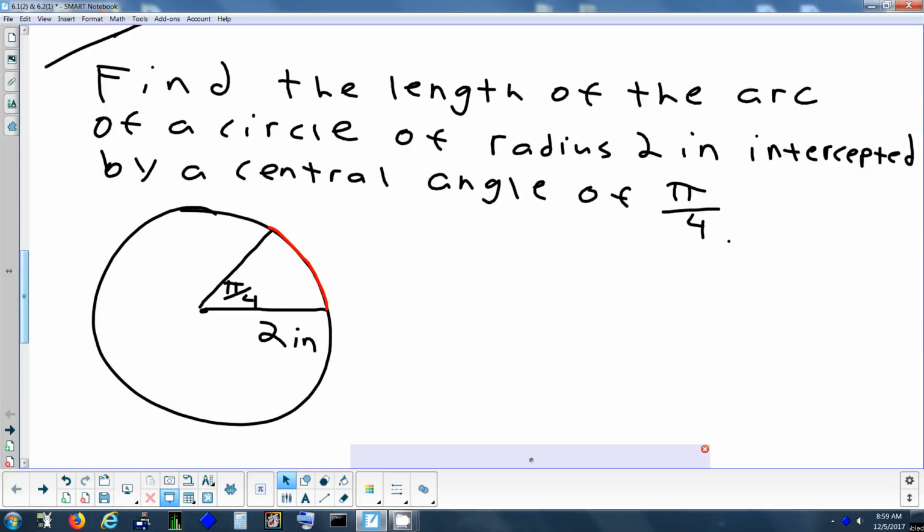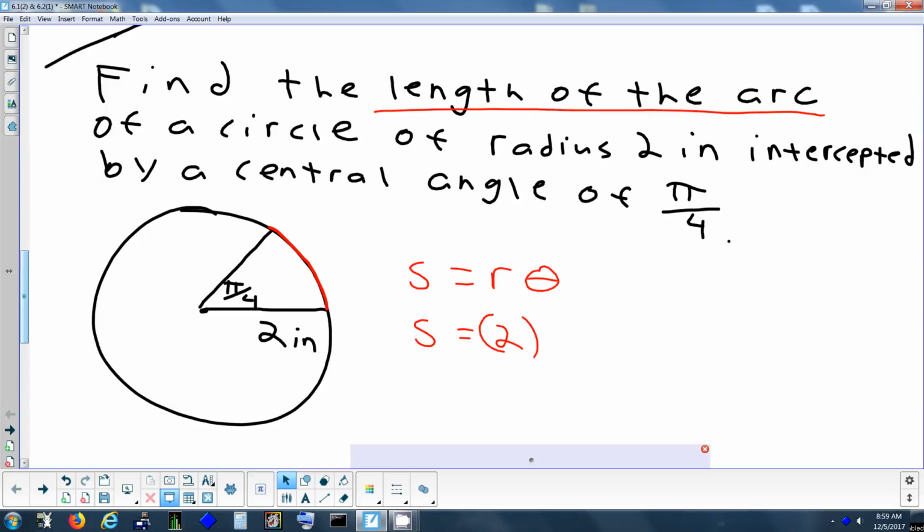Okay. Can somebody remind me what's my formula again for arc length? Leo? S equals R Theta. Okay, and we are finding the length, specifically the length of the arc. So can you tell me what my radius is, Leo? 2. Yep, radius is 2. And what about my angle? Pi over 4.